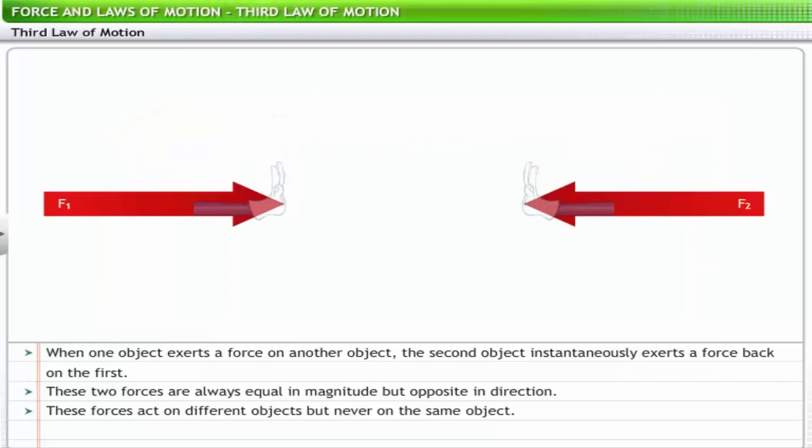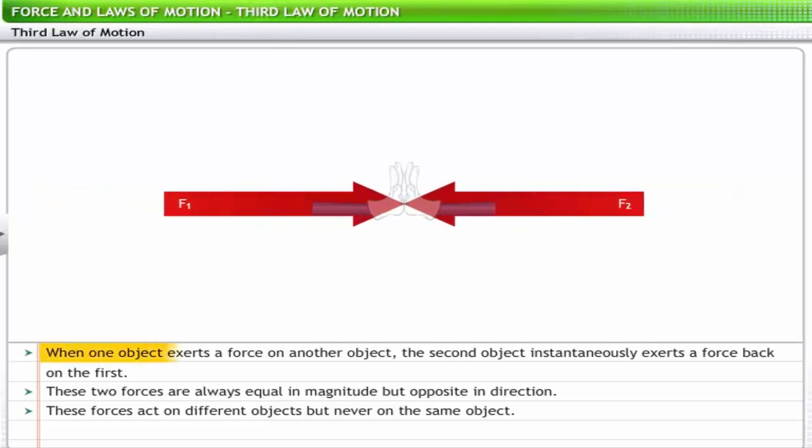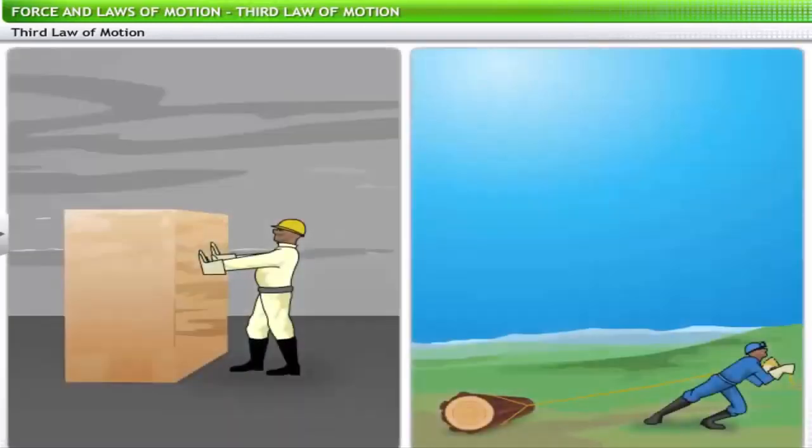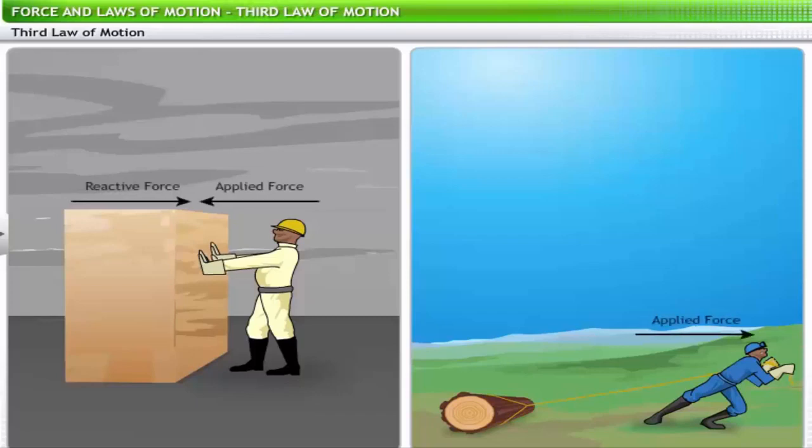Newton's third law of motion, also known as the law of reactive forces, states, when one object exerts a force on another object, the second object instantaneously exerts a force back on the first. These two forces are always equal in magnitude, but opposite in direction. These forces act on different objects, but never on the same object. According to this law, if we push an object, it pushes us back. And if we pull it, it pulls back with a force of equal magnitude.